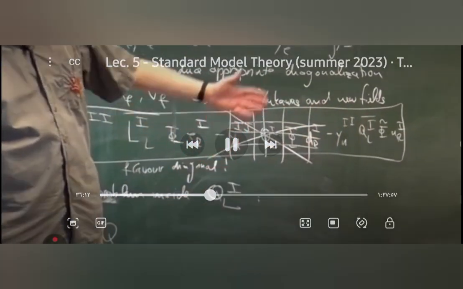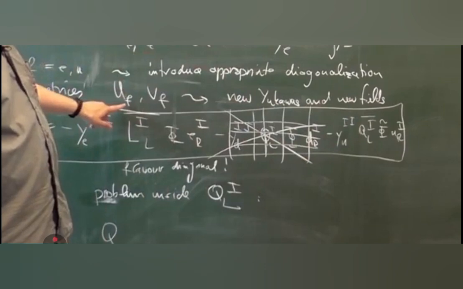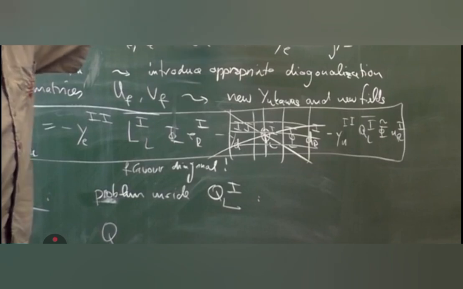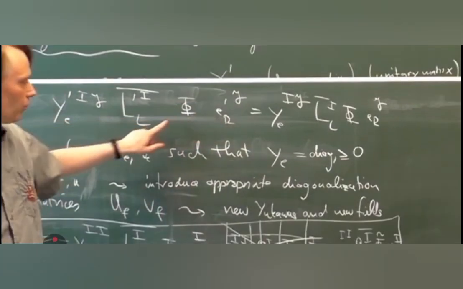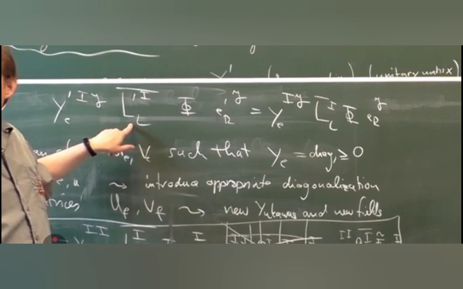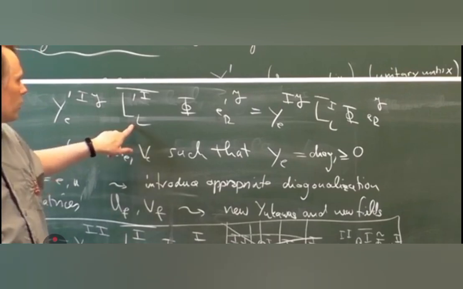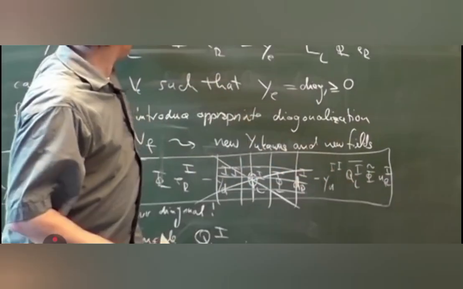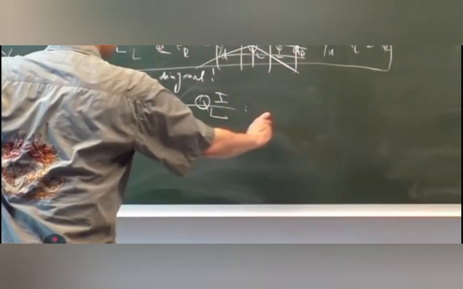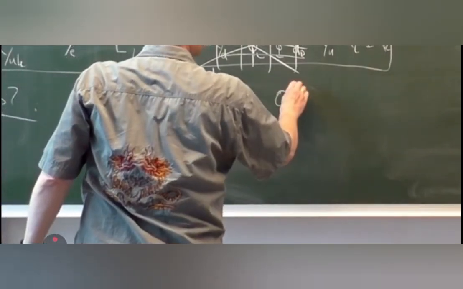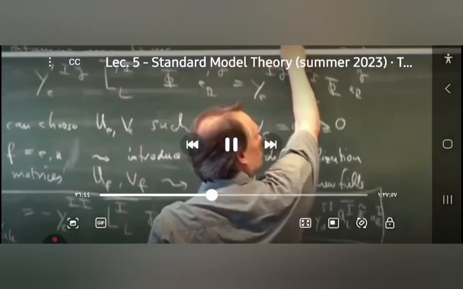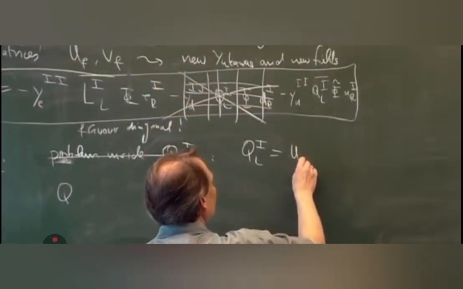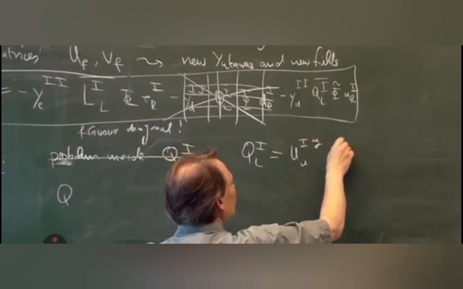So for the up-type quarks you will get a matrix U and V with index small u, and in this way you will define right-handed up quarks without prime, and you will define a quark doublet also without prime, and the quark doublet without prime is defined such that this Yukawa coupling is now diagonal. So we have defined Q_L^i in the same way as we have defined it for the leptons, namely with a matrix U, small u_ij, times the primed field.